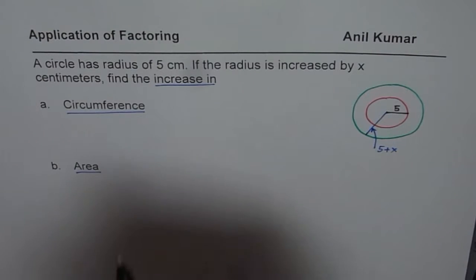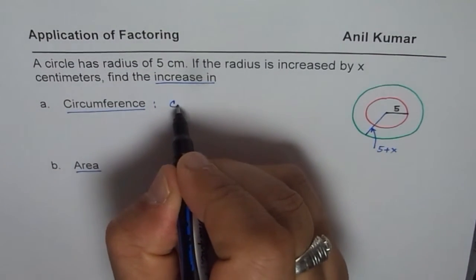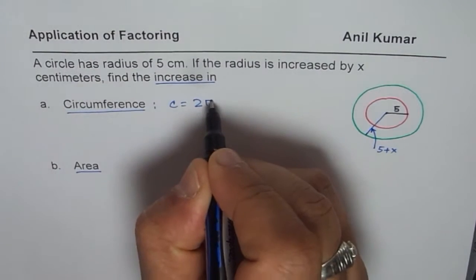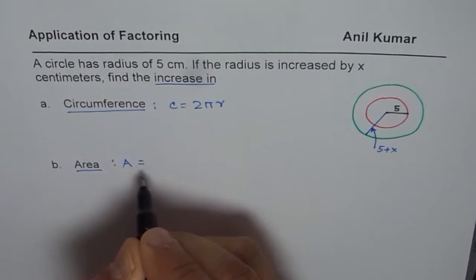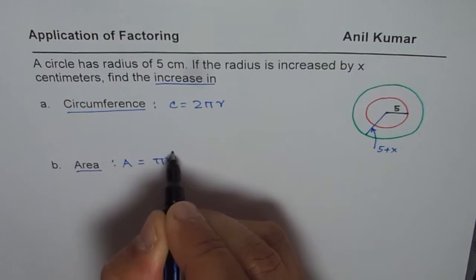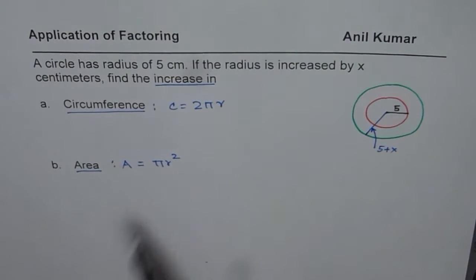For circumference, the formula is, you can write C equals 2 pi r, and for area, we know area is equal to pi r square. You can take these two formulas, pause the video, and then solve the question, right?